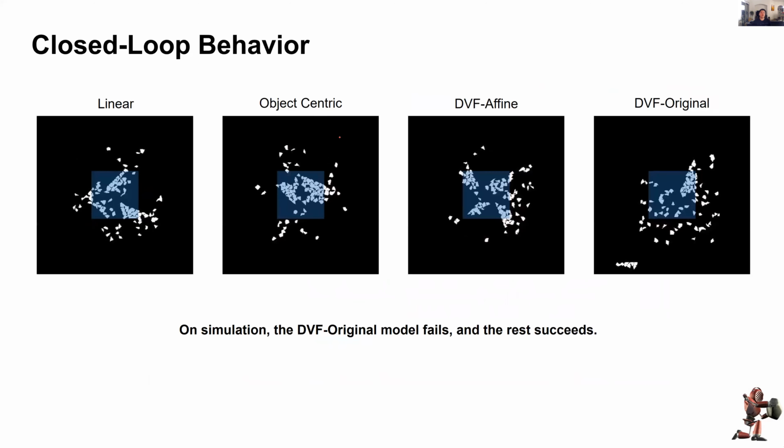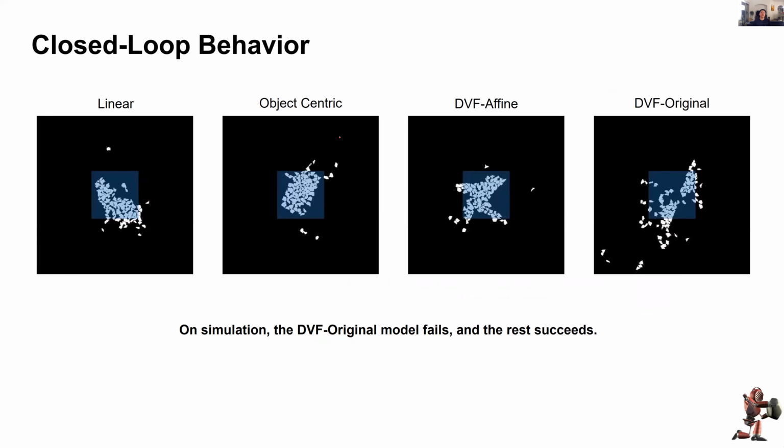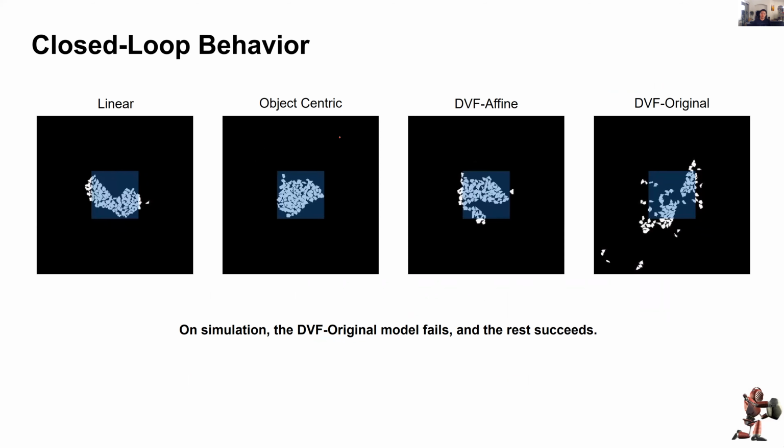And here is what's going on in closed loop. You can see that the linear model, the object-centric model, and the DVF affine model are succeeding, but the DVF original model does not. The reason is that sometimes the deep models would hallucinate something, like an onion suddenly appearing or suddenly disappearing. And it would hallucinate something that it thinks is the best it can do to drive the Lyapunov function downwards. However, when it actually takes that action, it does nothing.